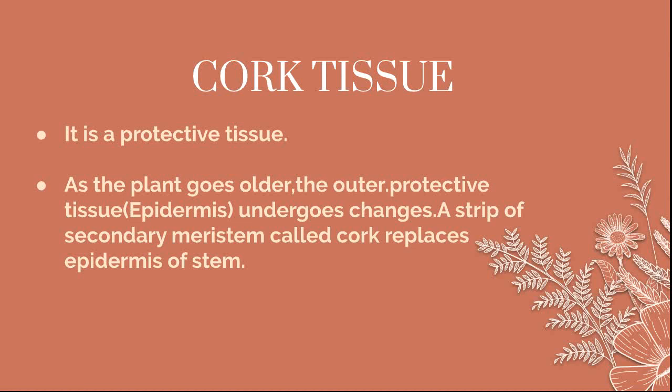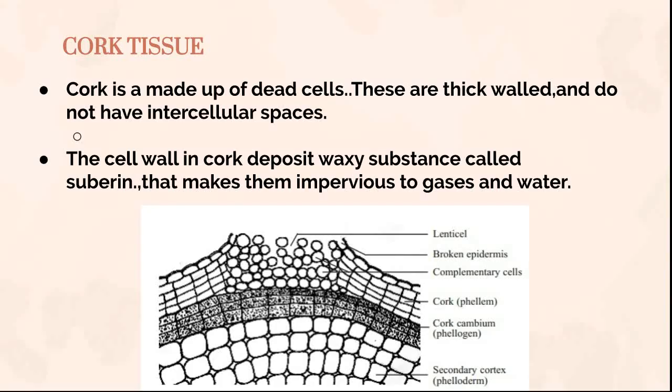Now let's study about the cells of the cork tissue. The cells of the cork tissue are dead and are compactly arranged. They are very tightly packed and they do not have any intercellular spaces between them. They have a substance called suberin in their walls, and this substance makes them impervious to gases and water. Now what do we mean by impervious to gases and water? That means it prevents the flow of gases and water.